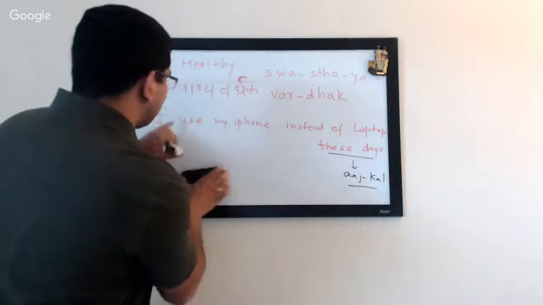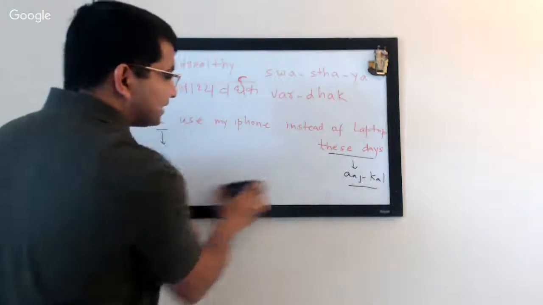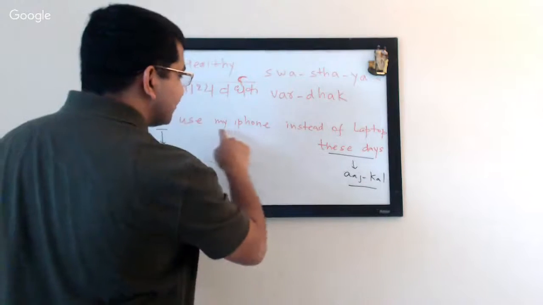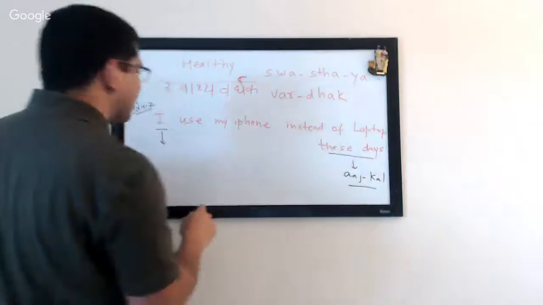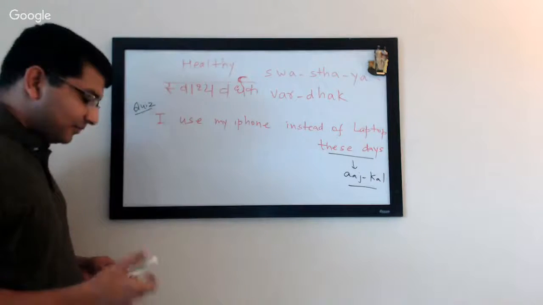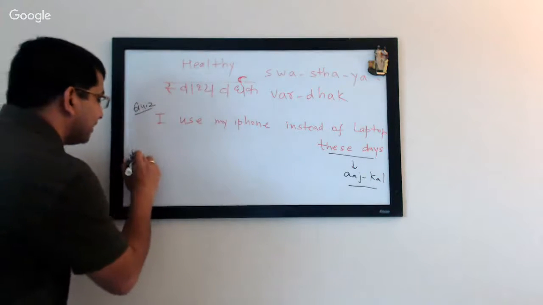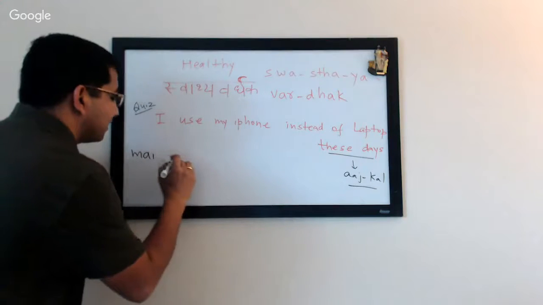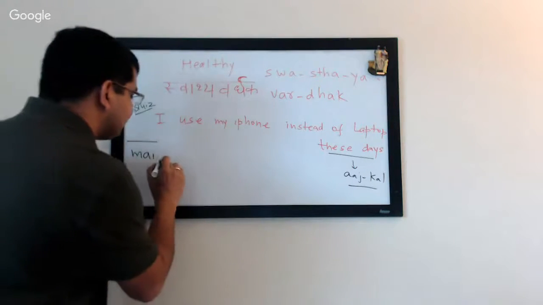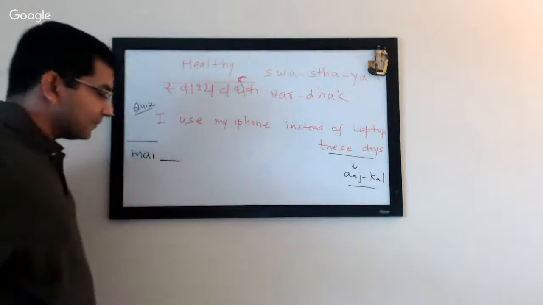So first one is मैं इस्तेमाल करता हूँ और मैं इस्तेमाल करती हूँ. Second one is these days, आजकल, and the third one is phone instead of laptop, right? So laptop की जगह है phone. So if you just combine all of them, you'll have your answer. So मैं, either you can say आजकल before मैं, or you can say आजकल here. Both of them are correct.